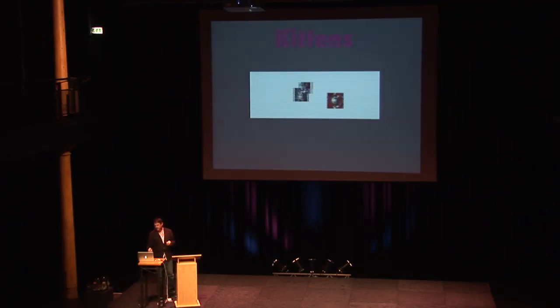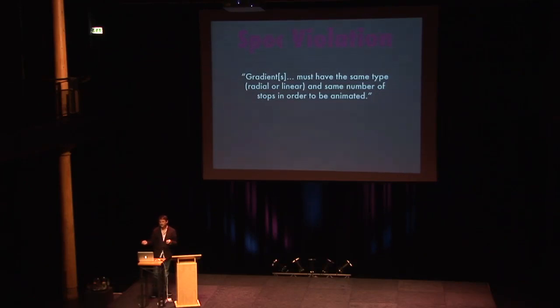What about gradients? The spec says gradients must have the same type, radial or linear, and the same number of stops in order to be animated. No browser I've tested complies with this yet. You can transition the background position of them. You can transition lots of things, but you can't transition the gradient itself. Certainly not in my test. Should that have happened? I wouldn't be surprised if no one's done it yet. Okay. I think work is in progress in a few browsers. It's not there yet.